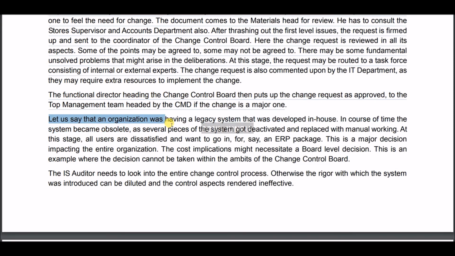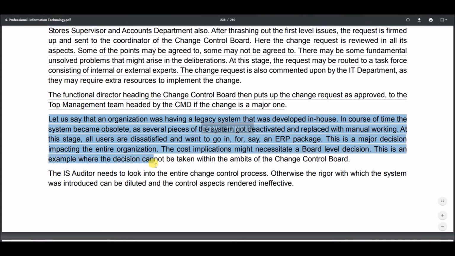Now let us just say that the organization was having a legacy system that was developed in-house. In the course of time, the system became obsolete. Several pieces of the system got deactivated and replaced with manual working. At this stage, all the users are dissatisfied and want to go in for, say, an ERP package. Now, this is a major decision impacting the entire organization. The cost implication might necessitate a board level decision. This is an example where the decision cannot be taken within the ambit of the CCB.